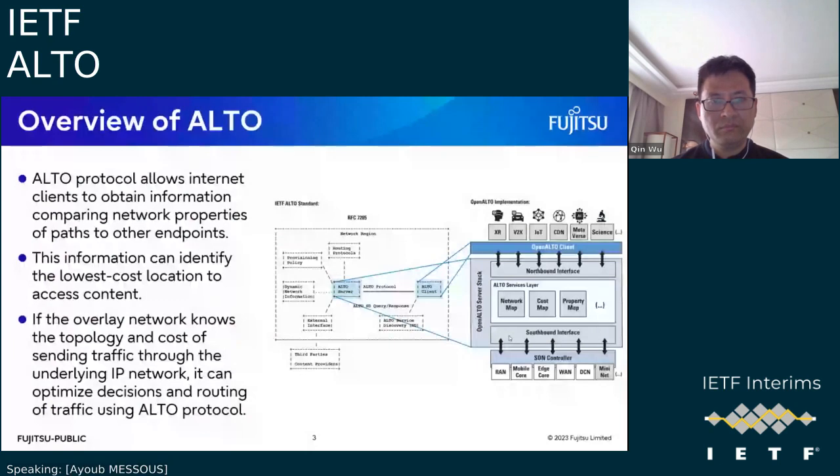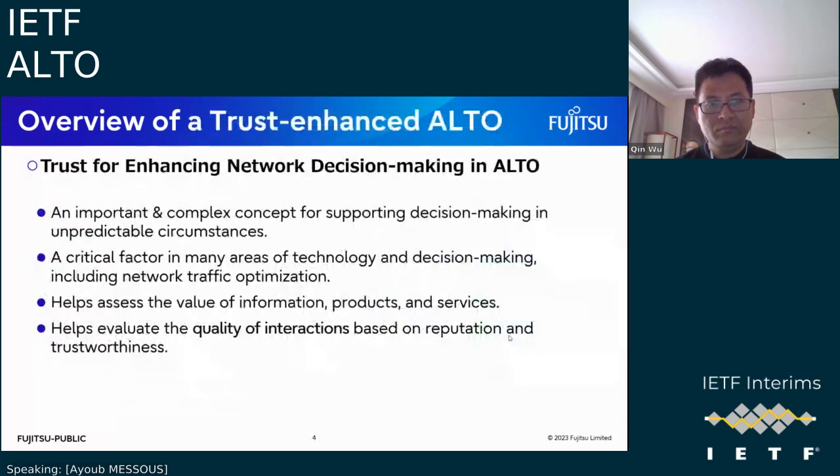This is just a quick overview of what you already know about the ALTO standard and the different possible implementations. The ALTO protocol allows internet clients to obtain information related to network properties on paths. This information can help identify and select the optimal route to access useful data for different types of clients.